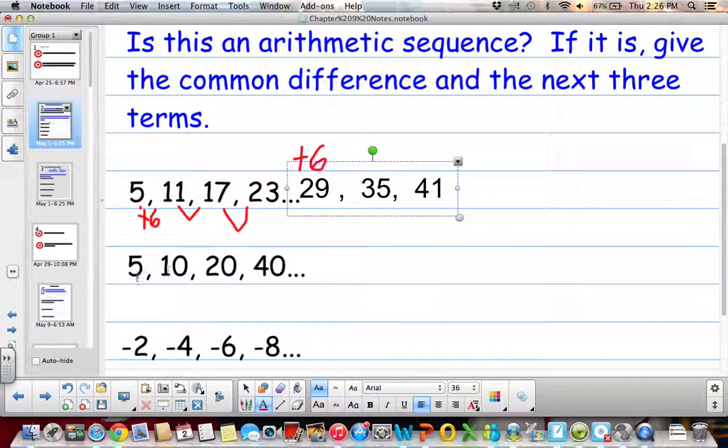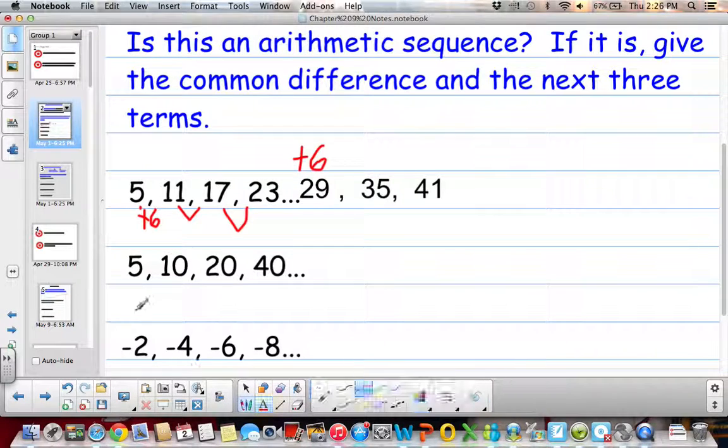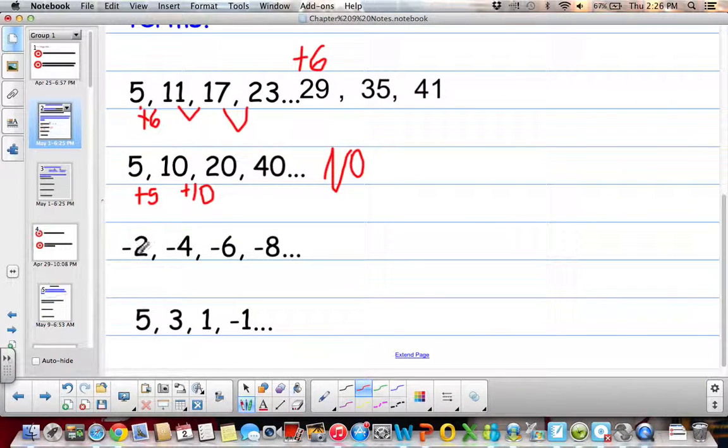All right, this one we have 5. To get from 5 to 10, we are adding 5. To get from 10 to 20, we're adding 10. So I can actually just stop right here because I know, since what we're going up by is changing, this isn't an arithmetic sequence. So is it an arithmetic sequence? No.